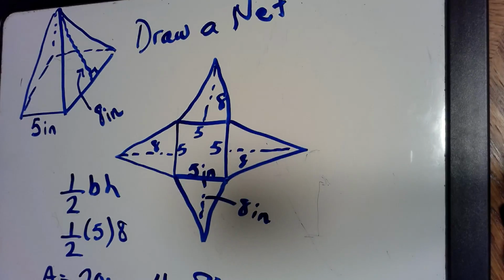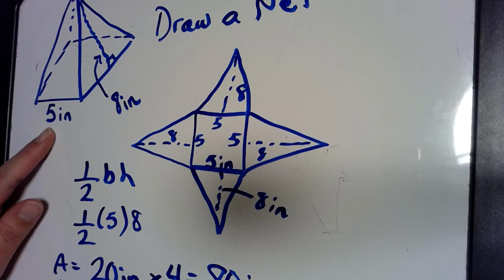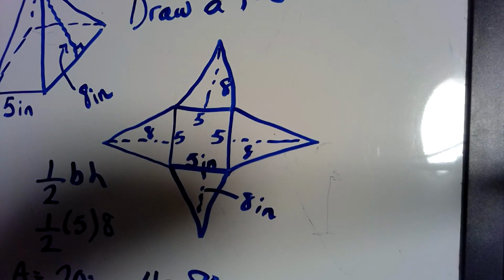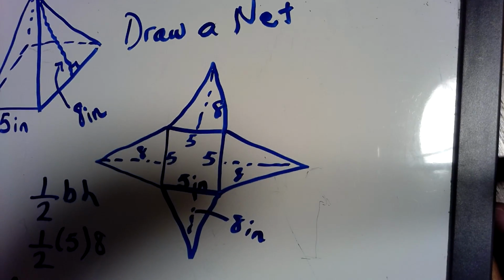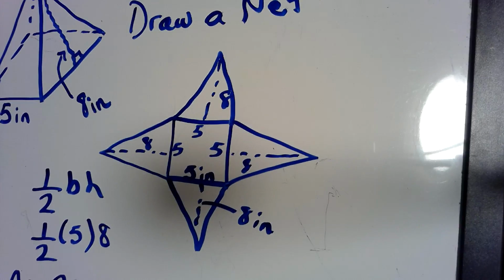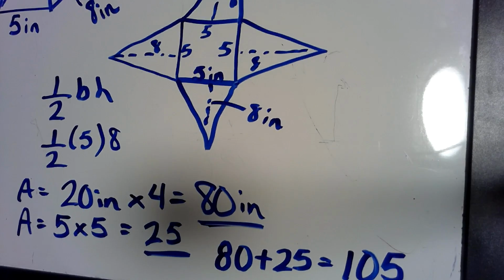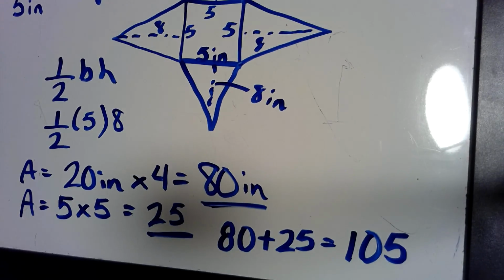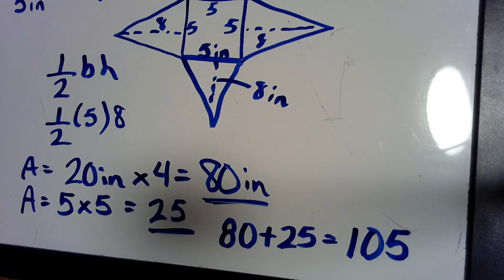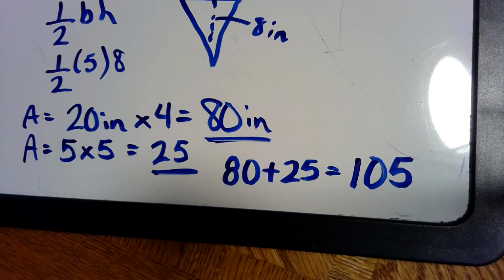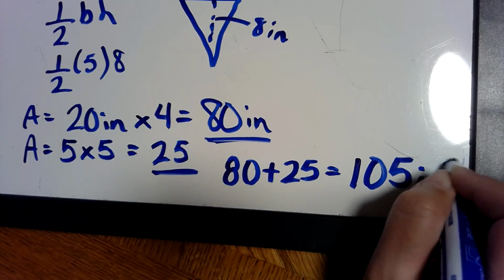All right, so we started with looking at a very poor 3D image of a pyramid. Sorry about that. And then something to help us would be to draw its net so we can understand better what we're looking at. Find the area of one of the lateral faces, times that by 4. And then find the area of the base, take the sum of those, and you would have 105 inches squared.